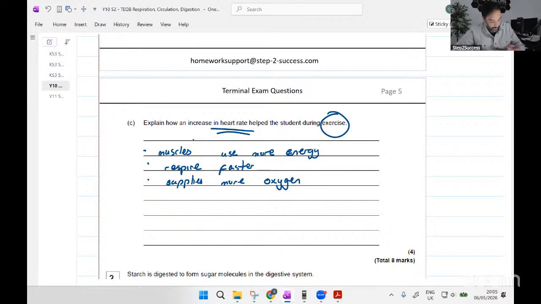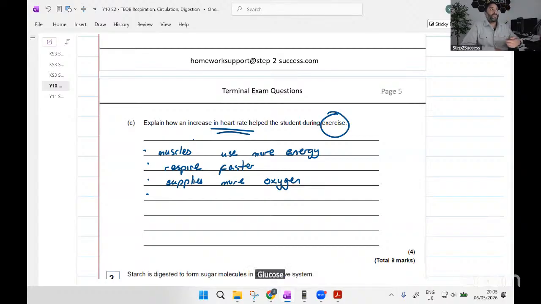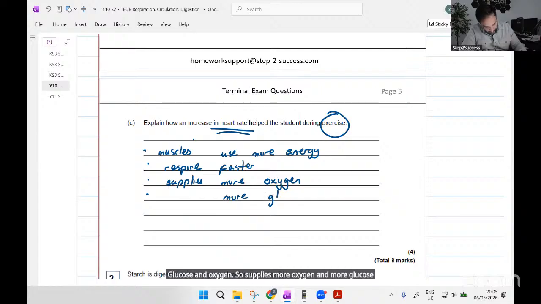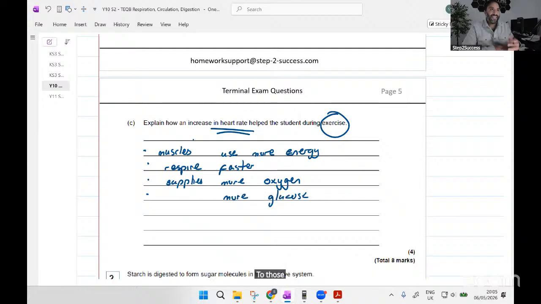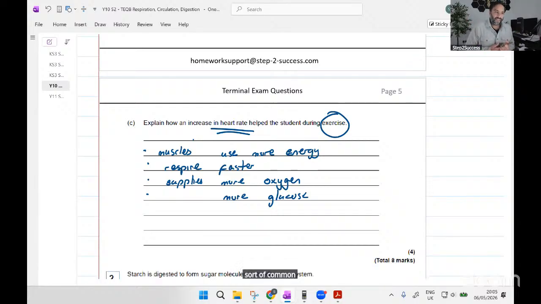Also, there's two things we need for respiration, right? There is glucose and oxygen. So it supplies more oxygen and more glucose to those muscles. The heart beating faster pumps your blood to where it needs to go more quickly, so that you can get, crucially, oxygen and glucose to those places, so that those places can respire more quickly to release more energy. That is the common sort of question here.